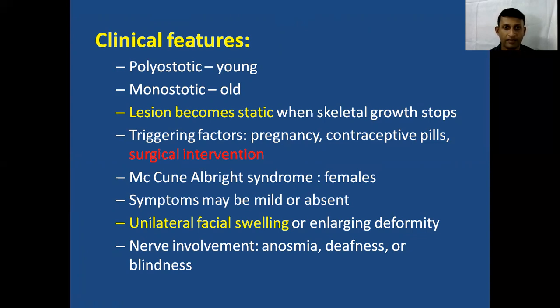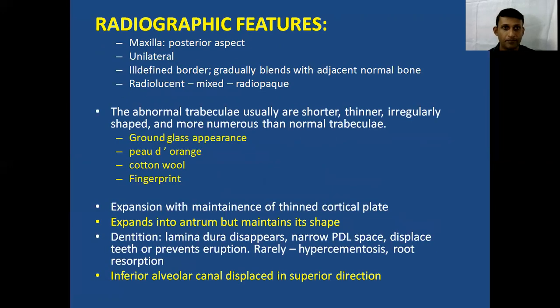It has certain triggering factors like pregnancy, contraceptive pills, or any surgical intervention. Symptoms may be mild or absent. Usually the patient will have only facial swelling, and will not experience any pain unless it is involving any foramen. Unilateral facial swelling is the most common feature of fibrous dysplasia, especially in the maxillary region, and it enlarges and causes deformity. Nerve involvement can cause anosmia, deafness, or even blindness for such individuals.